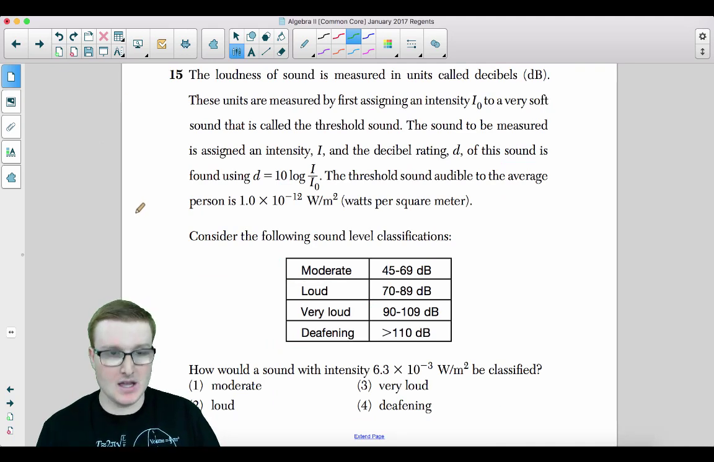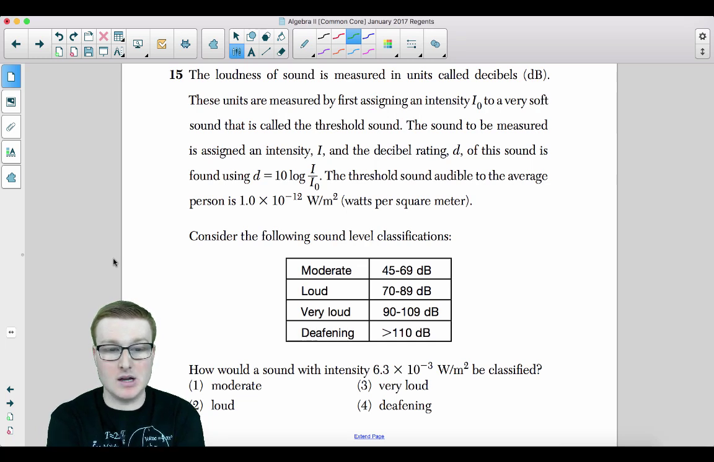Moving on to number 15. I don't like this one. The loudness of sound is measured in units called decibels. These units are measured by first assigning an intensity I sub 0 to a very soft sound that is called the threshold sound. The sound to be measured is assigned an intensity I, and the decibel rating D of this sound is found by using D equals 10 log I divided by I sub 0. The threshold sound audible to the average person is 1.0 times 10 to the negative 12th watts per square meter.